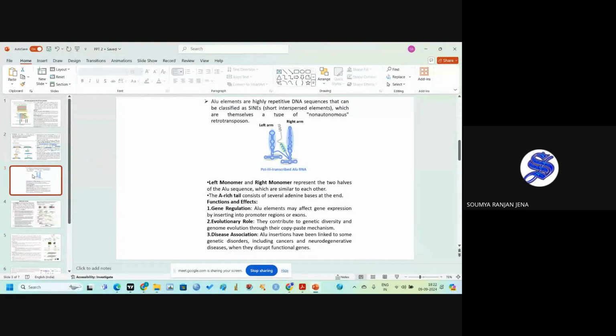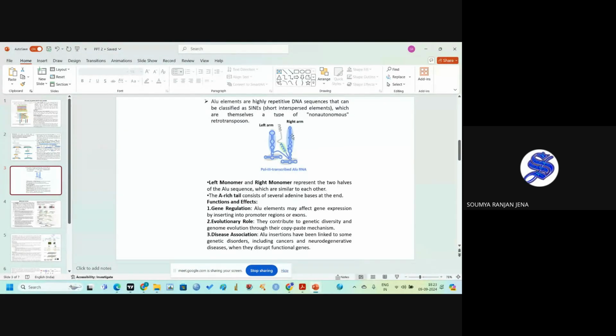Next transposition is ALU elements. And these are highly repetitive DNA sequences. Due to these highly repetitive DNA sequences, they form a loop-like structure, because due to the repeatedness of the same sequence, they form internal hydrogen bonds. So this loop structure will be formed, and that can be classified as SINEs. And these are also called SINEs, which are themselves a type of non-autonomous retrotransposon.